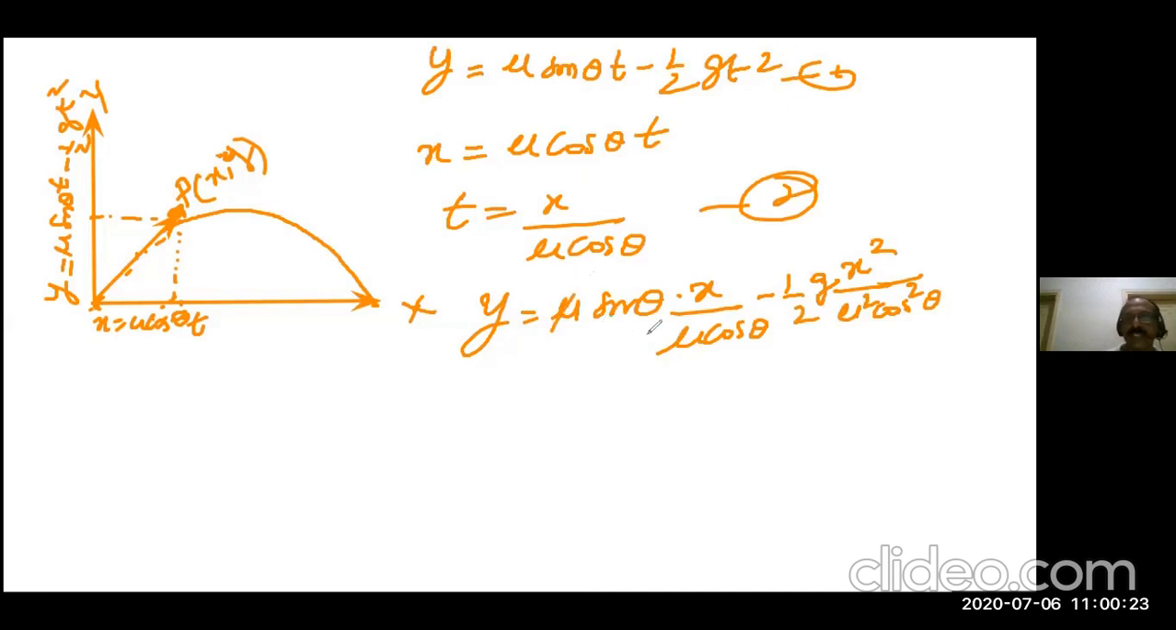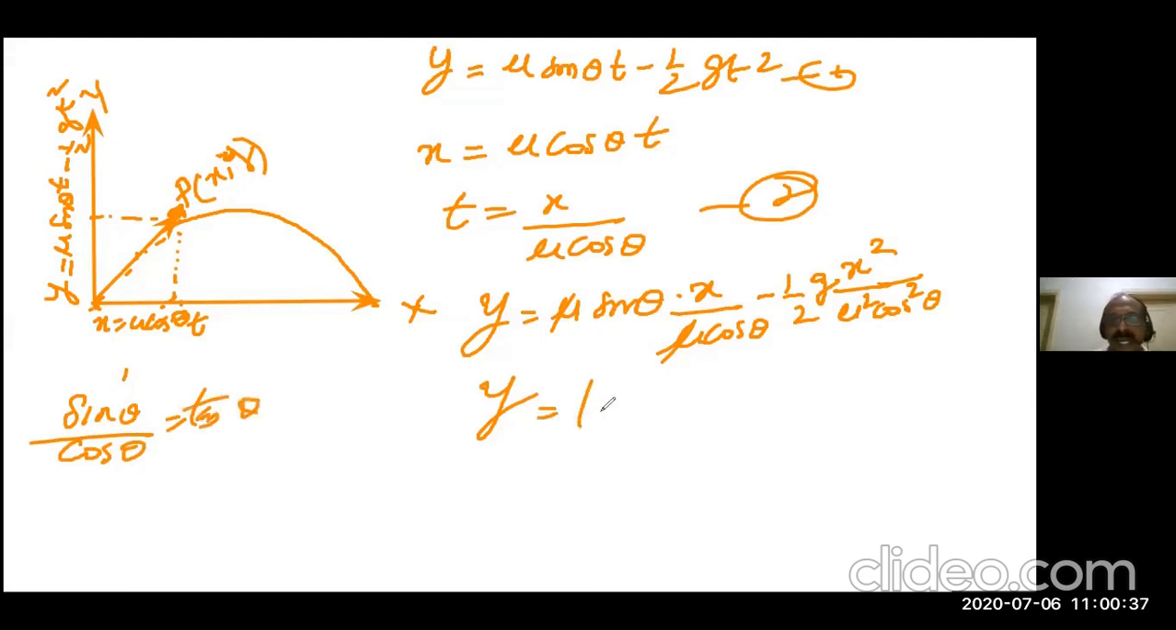Now this u cancels. Sin theta by cos theta is tan theta. You should know that by heart. So that will be tan theta of x minus half g divided by u squared cos squared theta into x squared. Get it?